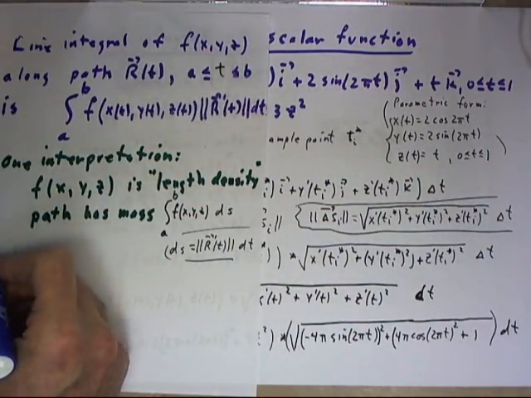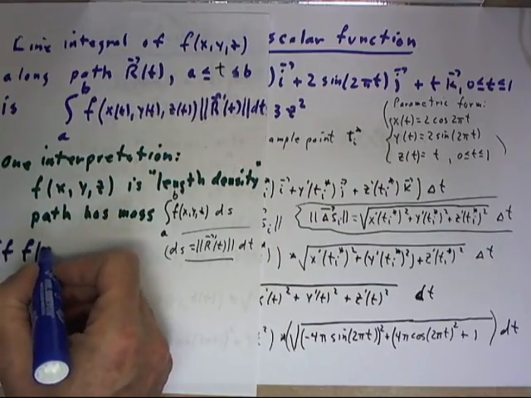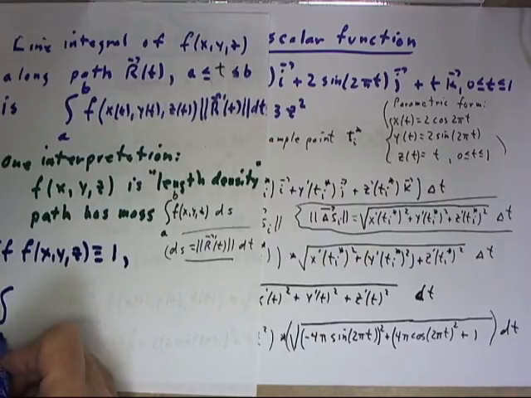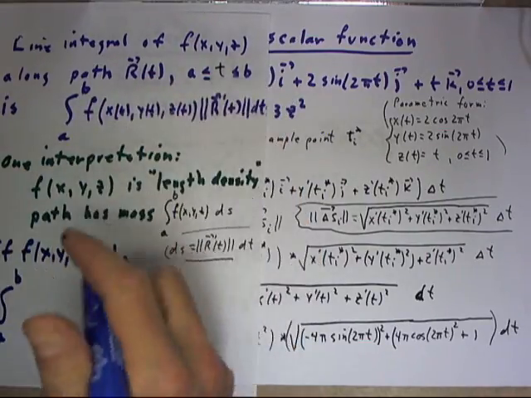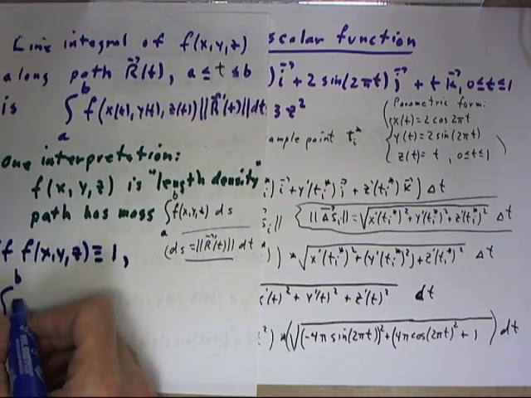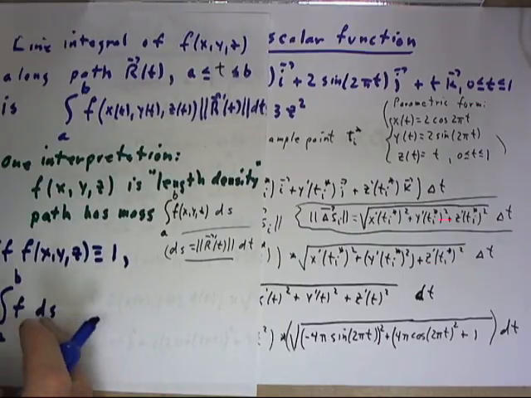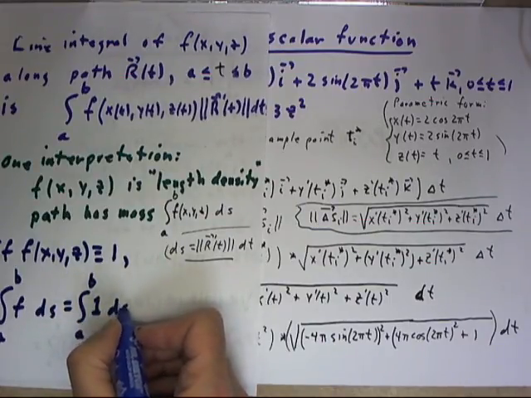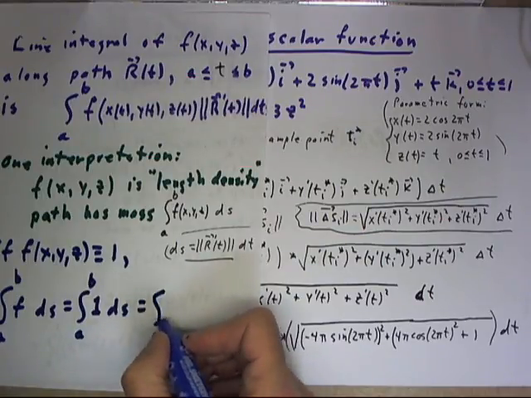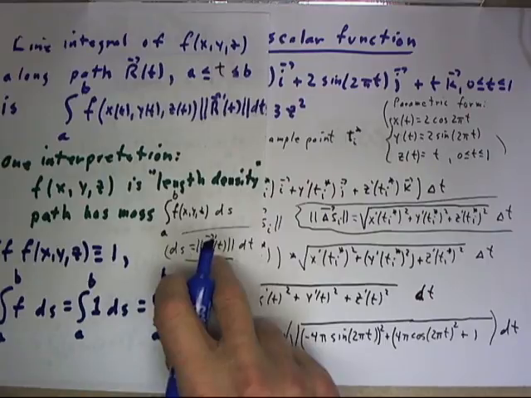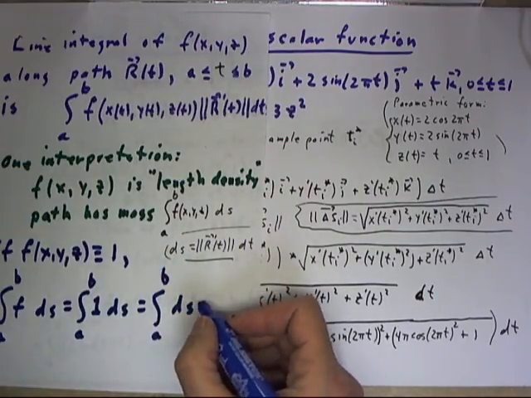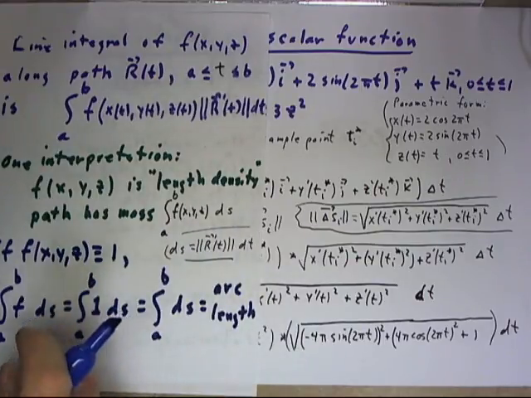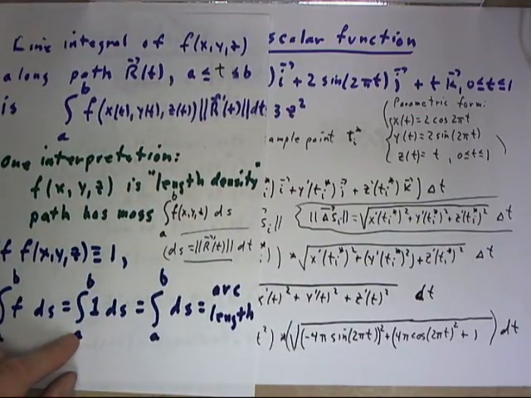For the special function, well, let's see now. If f of x, y, z is identically equal to 1, then the integral from a to b of f ds is equal to the integral from a to b of 1 times ds, which is just the integral from a to b of ds, where ds is the magnitude of r prime of t dt, and this equals the arc length of the path between the t equals a and t equals b points.